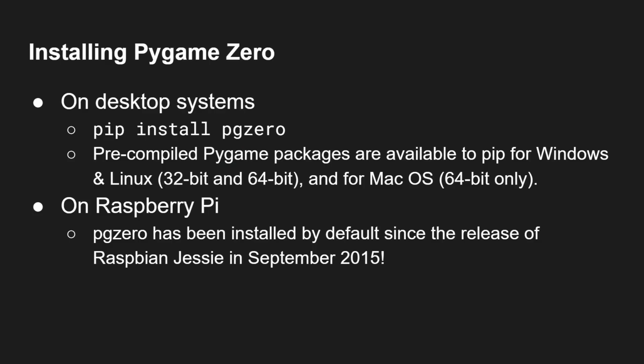And installing Pygame Zero is very, very simple. If you've got a Raspberry Pi, it's been installed by default since September 2015. So if you are using a Raspberry Pi, this is a great way to get your game up and running. If you're using Windows, macOS or Linux, there are pre-compiled packages available. And all you do is type in pip install pgzero, and pip comes with the Python program when you install it. When you install it on Windows, it's already there, on Linux, for example. And that will get you all set up and running. It's all you need to do.